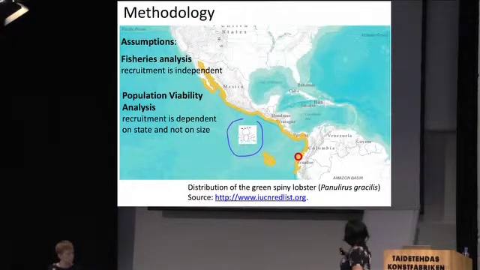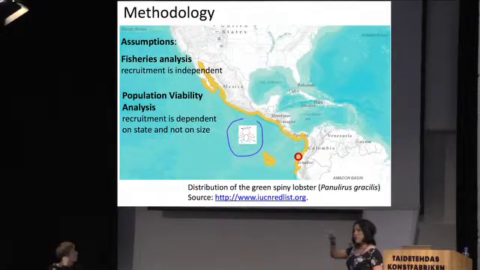Here in orange, you see the distribution of the green spiny lobster, and the eggs are released at the coast, and then they go into a pelagic phase for 9 months. Within this period of time, these little lobsters can travel up to 4,000 kilometers. And just as a reference, between Galapagos and mainland Ecuador are 1,000 kilometers.